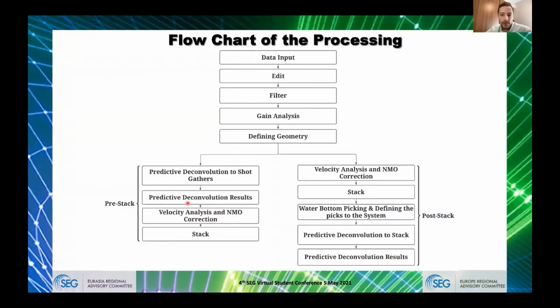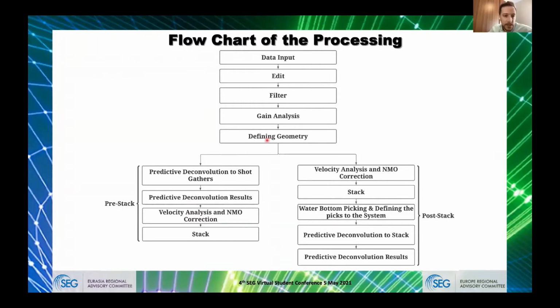To go further with the flow chart of the processing, first, as you know, we input our data to the system and we edit the data. What I mean by editing is that we delete the undesired traces from the data. After that, filter and gain analysis are applied to the data, and we define the geometry.